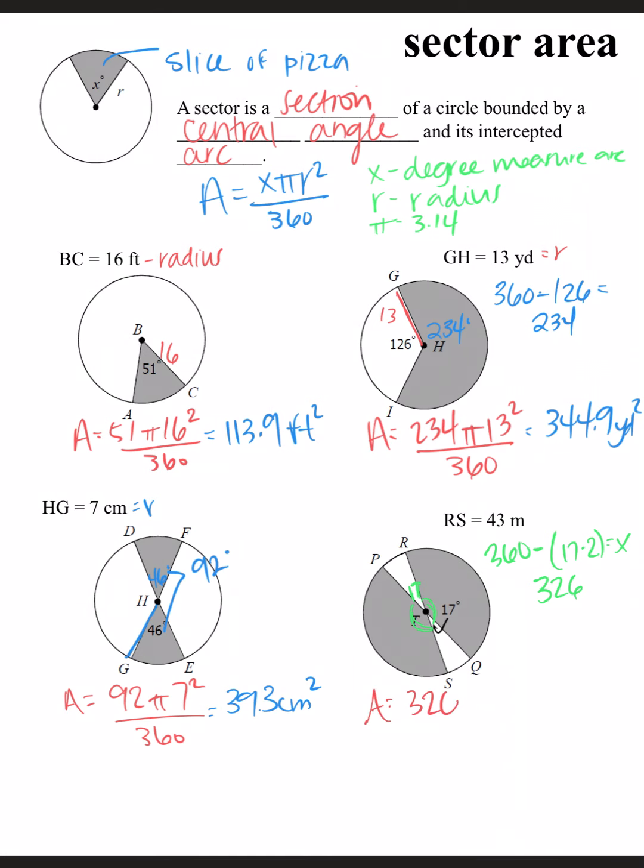Area equals 326 pi. Wait, what's our r? We are told RS is 43. So this is our diameter. Divide that by 2, we get 21.5. That's our r. 21.5 squared divided by 360. Our area is 1,314.4 meters squared. That's it. Let me know if you have questions on area of our sectors.